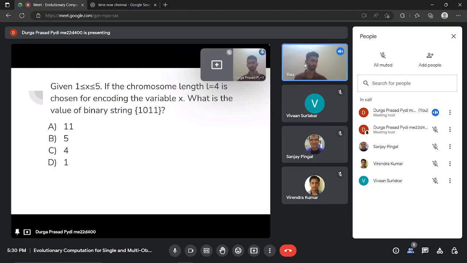Here, just to briefly describe the question, you have one decision variable x, where the bounds of x are between 1 and 5, and you have a chromosomal length of 4. You are using a binary string of length 4 to encode this variable. So if my binary string is 1011, what is the actual value of x?